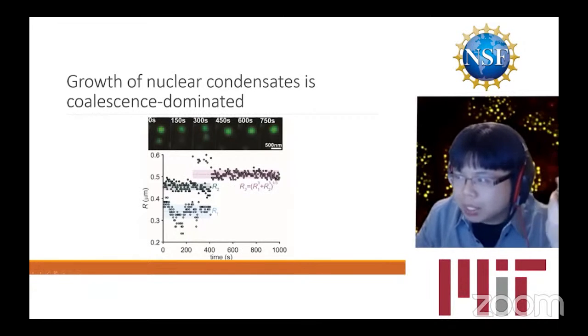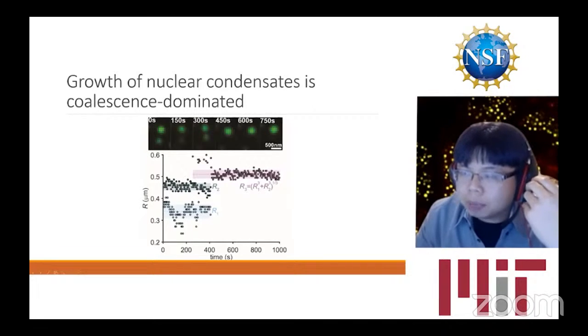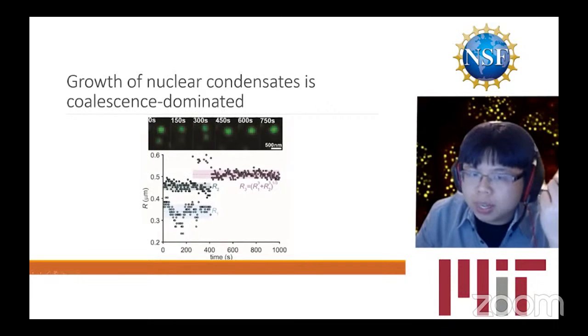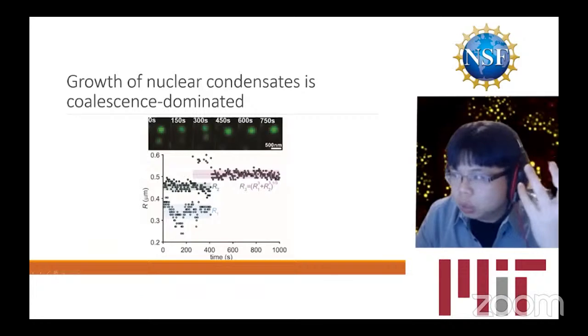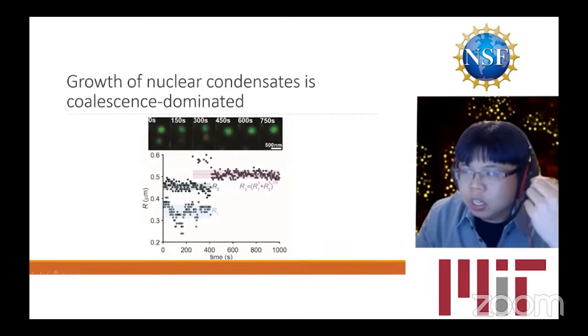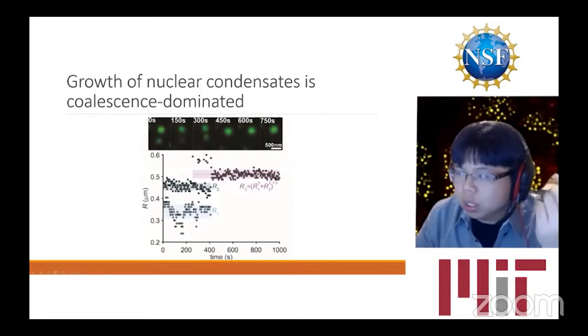Of course, we can do this over many merger events and see that this is generally true, and that therefore we can conclude that the growth is generally going to be explained by merger events in this system rather than Ostwald ripening. And so the mechanism that we've concluded is driving the coarsening in the system is Brownian motion-driven coalescence.